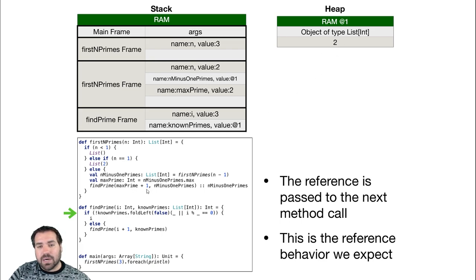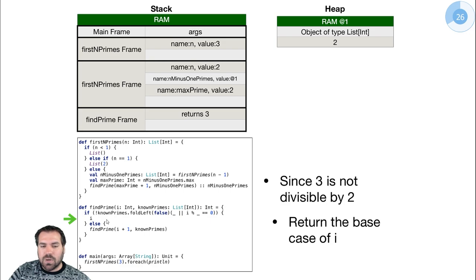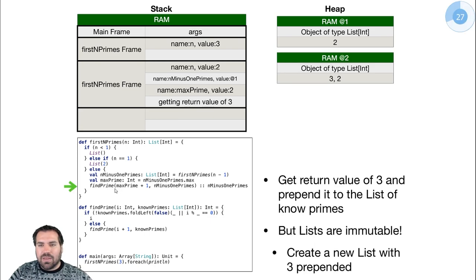The next value we're going to check to see if it's prime is 3. And lo and behold, 3 is not divisible by 2. So we hit our base case, and we're going to return 3 and say this is the next prime. And then 3 is going to be prepended to n-1 primes. n-1 primes is @1. So we're going to go to @1 and prepend the value 3 to this list.